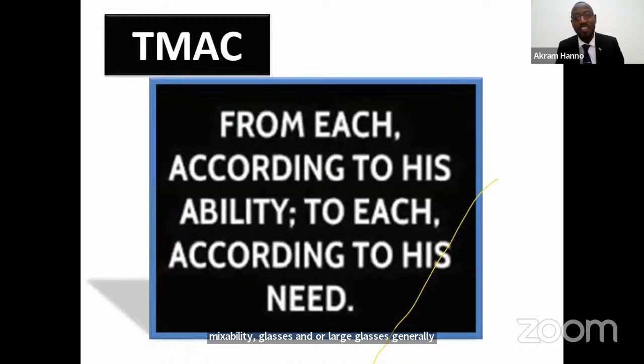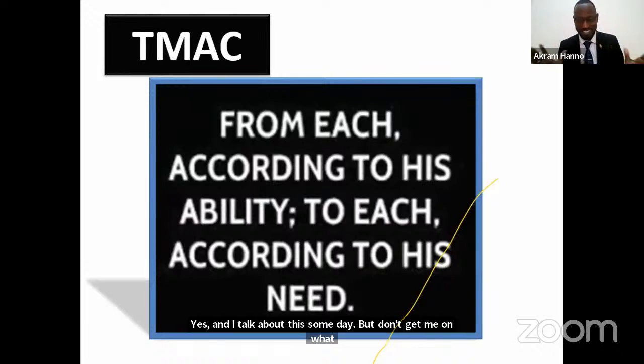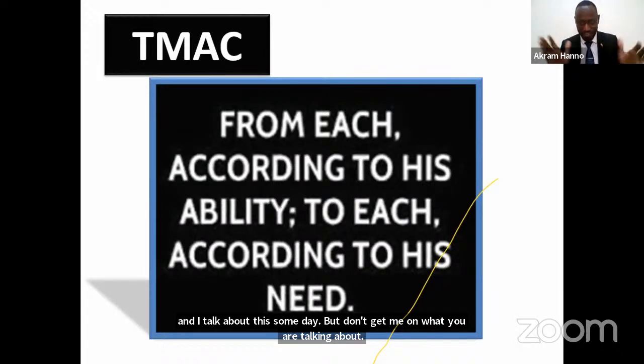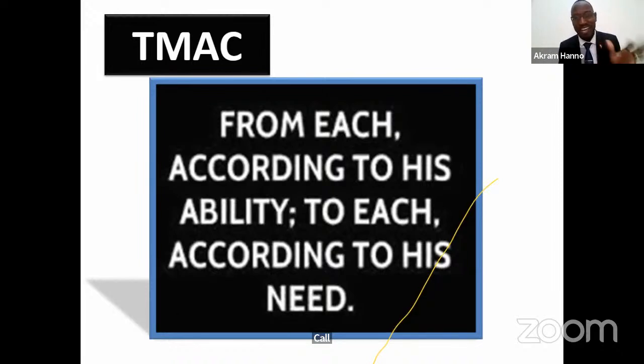Yes, and I talk about this someday, but don't get me wrong, when we are talking about Karl Marx, the founding father of Marxism, I'm not talking about him, but I will be using this quote from him: From each according to his ability, to each according to his needs. So we are talking about abilities and needs, and how we are going to meet these needs, or to match them.